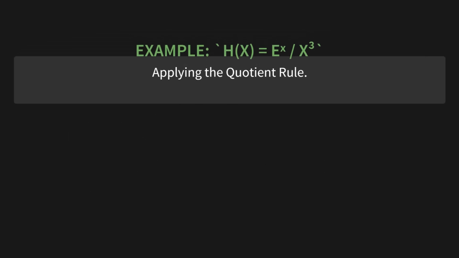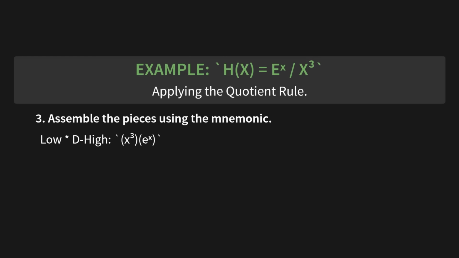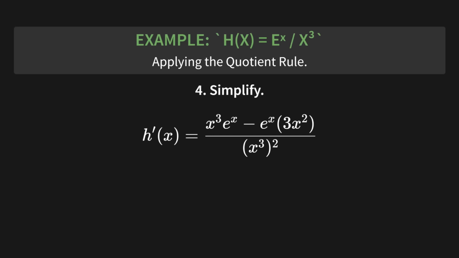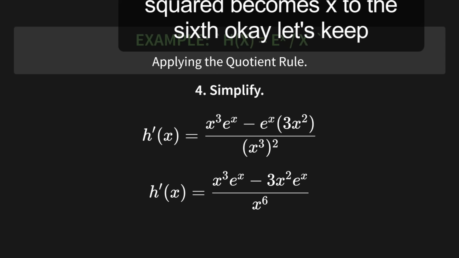Step 3, assemble the pieces using our mnemonic. Let's chant it. Low d high. That's x cubed times e to the x, minus high d low. That's e to the x times 3x squared, over the square of what's below. That's x cubed all squared. Perfect. Now we just have to clean it up. Step 4, simplify. The numerator is x cubed e to the x minus e to the x times 3x squared, and the denominator, x cubed squared, becomes x to the 6th.